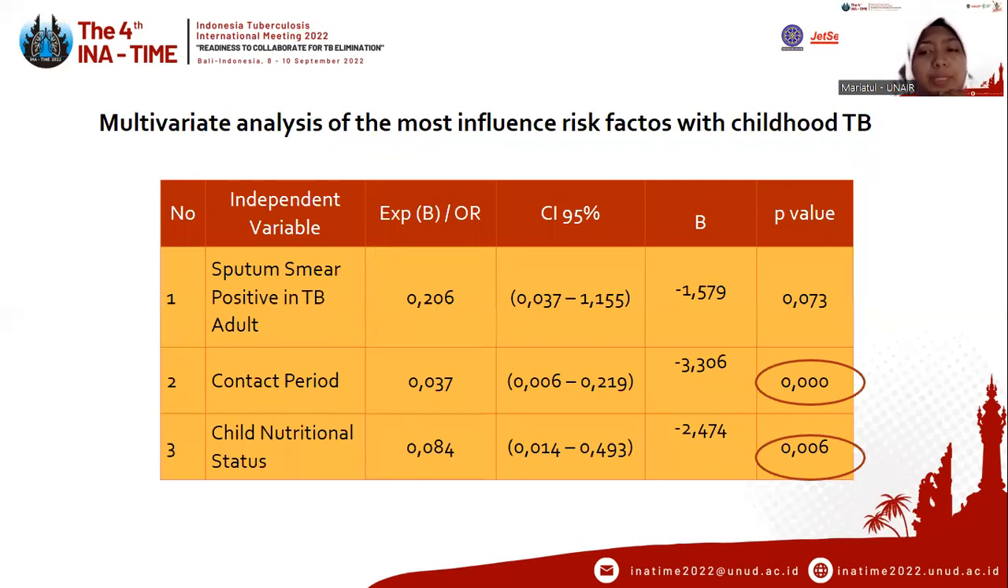And for the multivariate analysis, the significant factors in multivariate are the nutritional status of children and long-term contact with tuberculosis. You can see the p-value in the table.